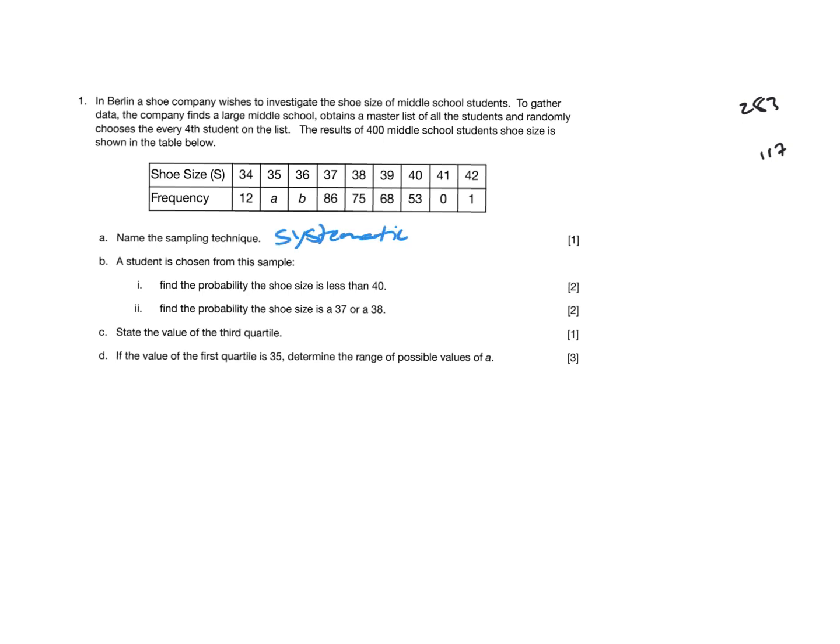So there's a randomization, but a system in place. A student is chosen at random from the sample. Find the probability that the shoe size is less than 40. If it's less than 40, that means this side, less than 40. Well, there are two that are bigger than 40, so it's going to be 399 over 400. This total here will be 399.